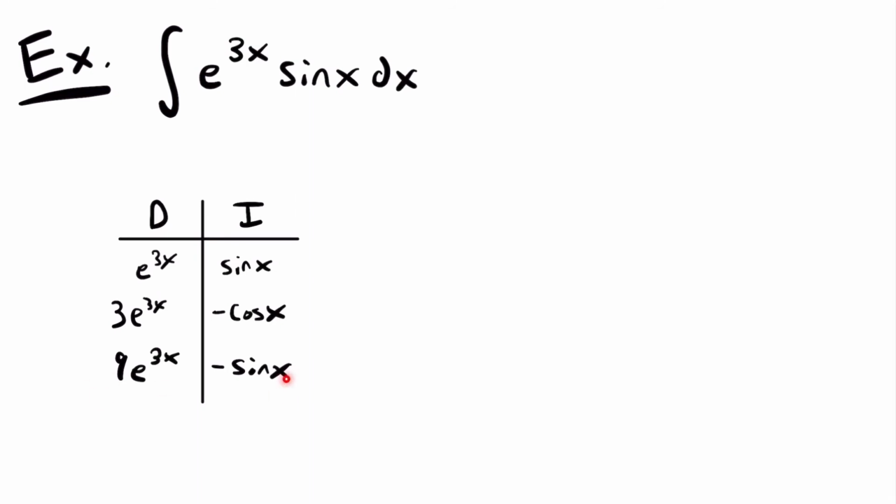And so when you see that you have a matching term or a multiple of what's in your integral, you can stop making your table. That is going to be the last row that you work with.